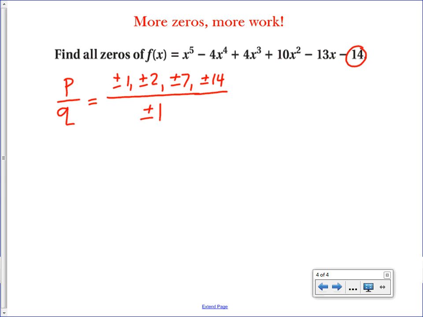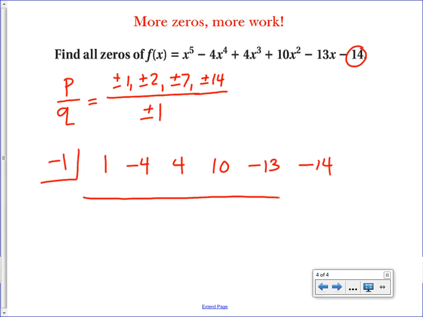So let's start by testing maybe -1. Maybe we'll get lucky with the -1 and see if it works, okay? So our coefficients are, and there's a lot of them here, 1, -4, 4, 10, -13, -14. Let's do synthetic division and hope that this one works. We're looking for 0 as the remainder. So bring down your 1, then multiply, then add, multiply, then add, multiply, then add, multiply, then add. It's looking good. Multiply, and yes, we got 0 as the remainder.